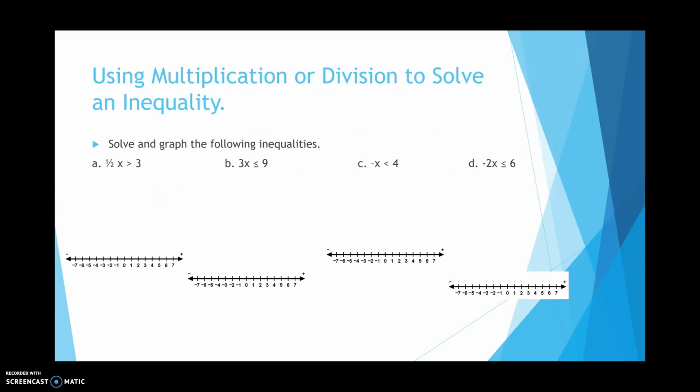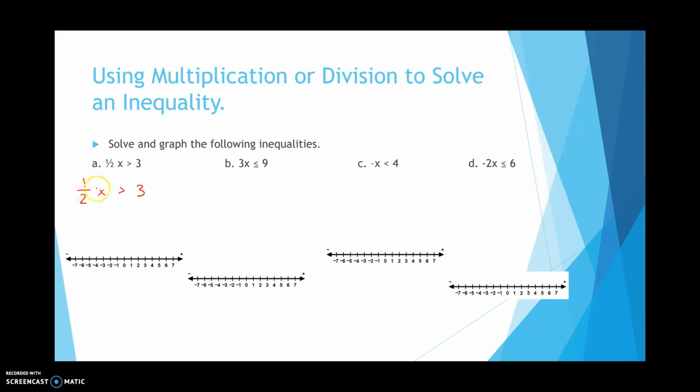Okay, so here we go. We're going to solve and graph the following inequalities. So here for A, we have 1/2 x is greater than 3. So I'm just going to write it like this because you'll see how it makes it a little bit easier to work with this fraction right here. So 1/2 x, we need to isolate the variable, meaning getting x all by itself here on the left side.